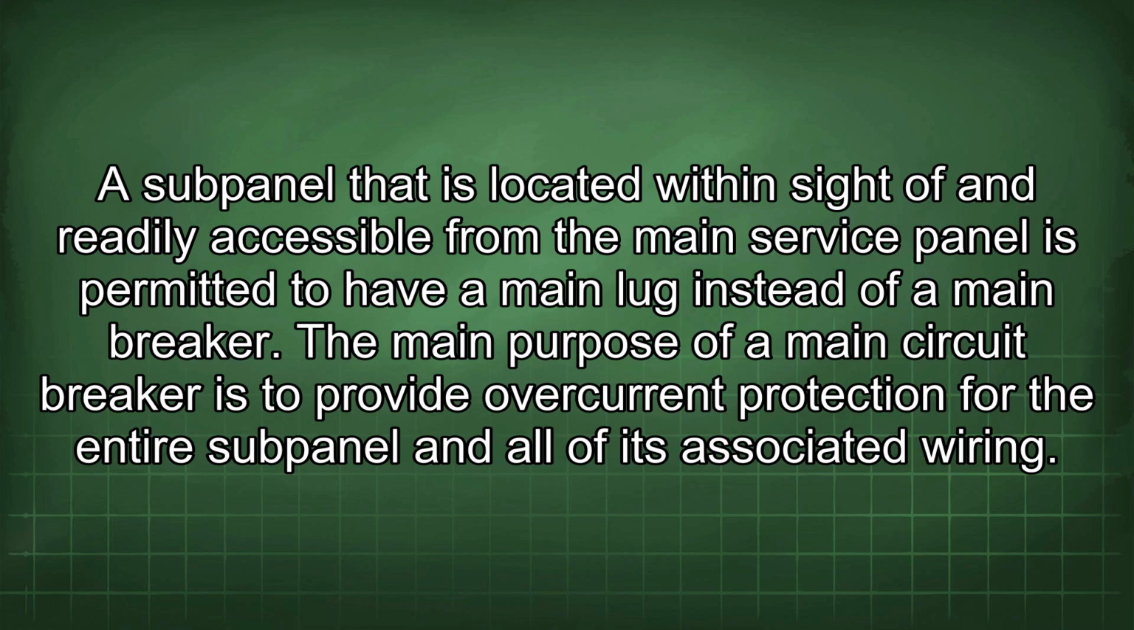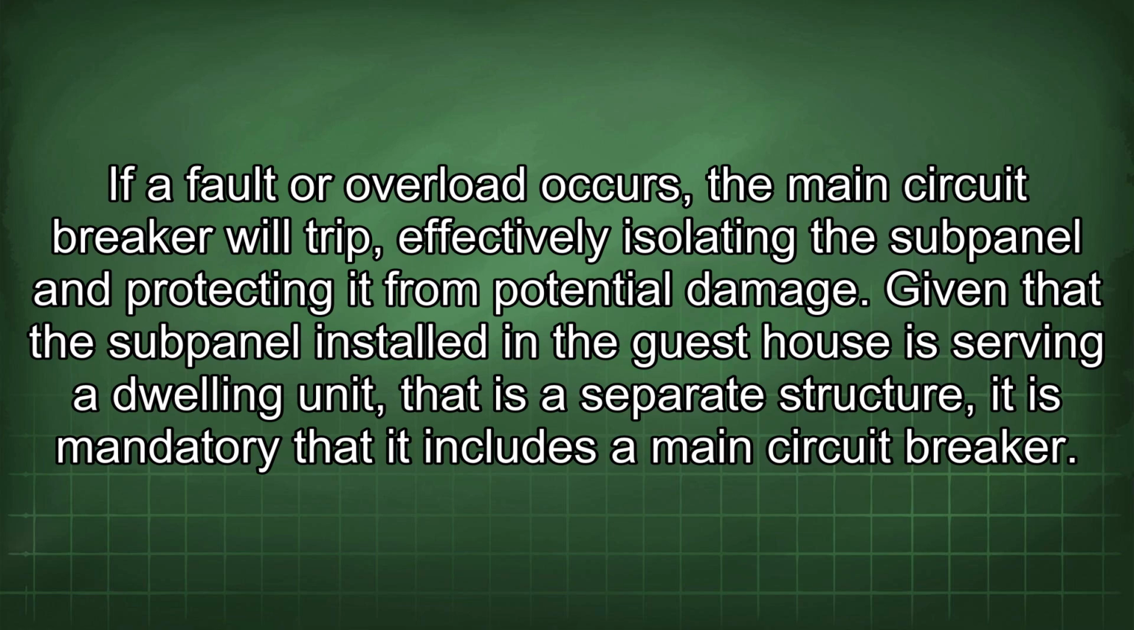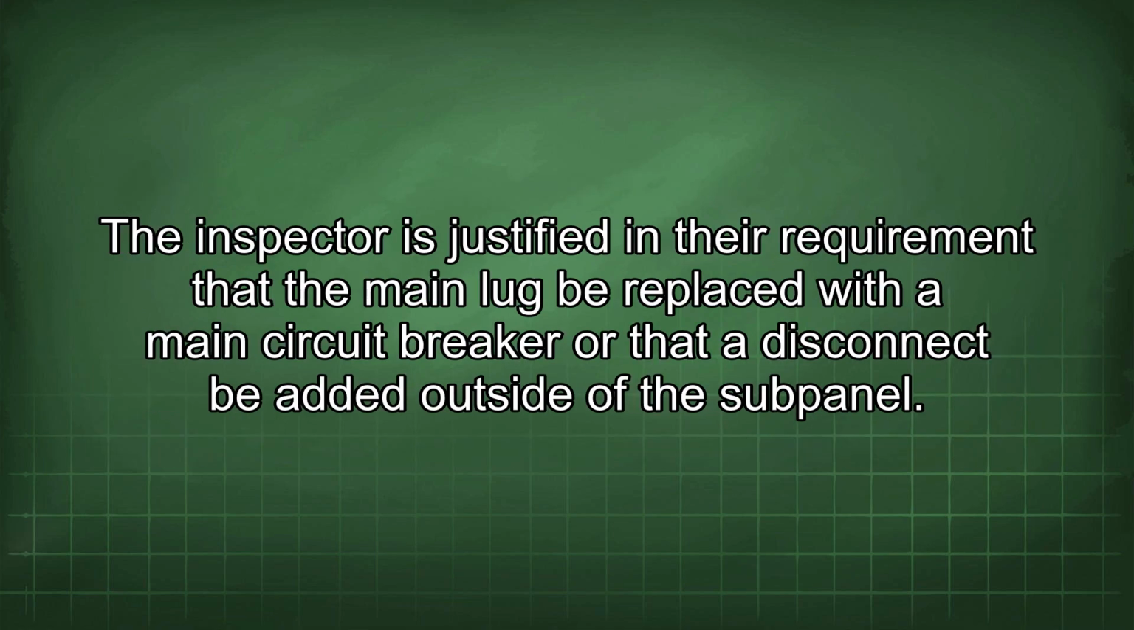The main purpose of a main circuit breaker is to provide overcurrent protection for the entire subpanel and all of its associated wiring. If a fault or overload occurs, the main circuit breaker will trip, effectively isolating the subpanel and protecting it from potential damage. Given that the subpanel installed in the guest house is serving a dwelling unit that is a separate structure, it is mandatory that it includes a main circuit breaker. The inspector is justified in their requirement that the main lug be replaced with a main circuit breaker or that a disconnect be added outside of the subpanel.